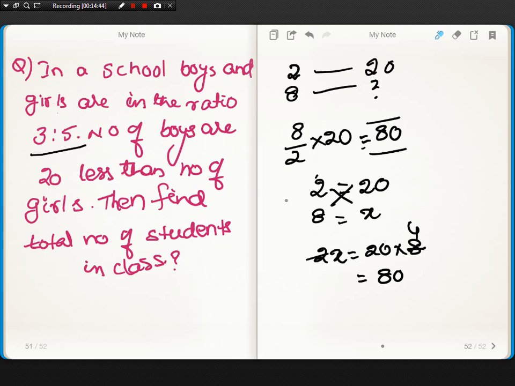This is a simple question. Within seconds you can solve it. Don't go for the traditional way of solving it: 3x, 5x, 5x minus 3x is equal to 2x, 2x is equal to 20. It is a time-taking process. You have to practice in such a manner that you learn how to overcome the difficulty and how to save time. For that, this is going to be useful to you. First understand the question, read the question a number of times, get the concept and try to apply it. If 2 parts are equivalent to 20, then the total number of students is 8 parts. 8 parts is how much? Simply 80. Within seconds you can solve this question.